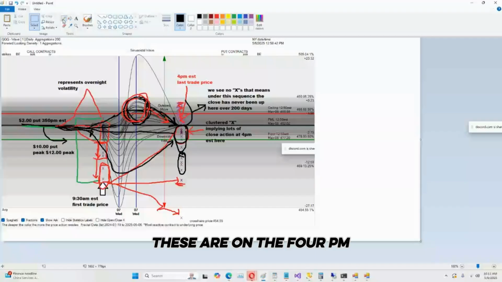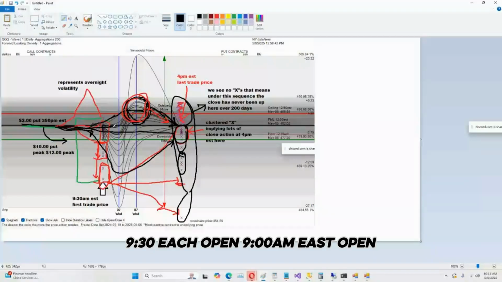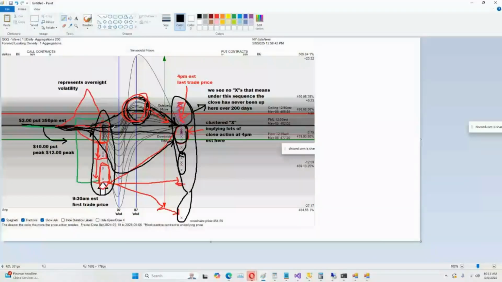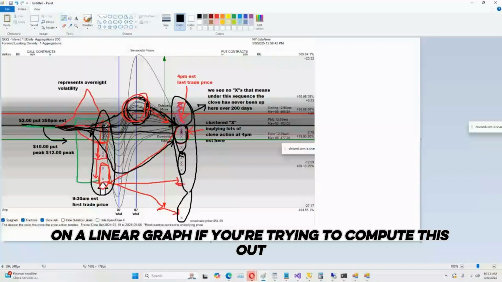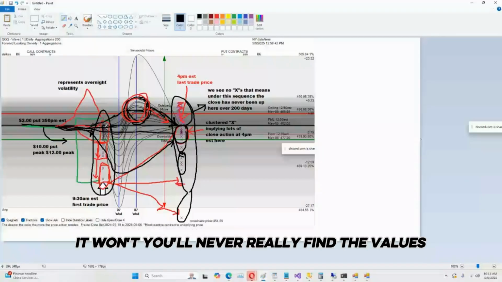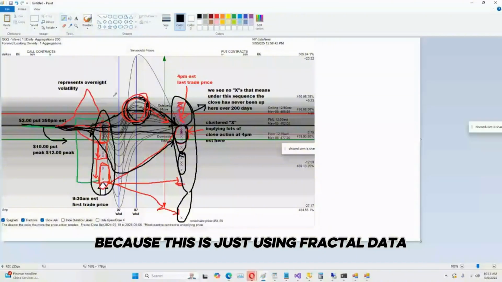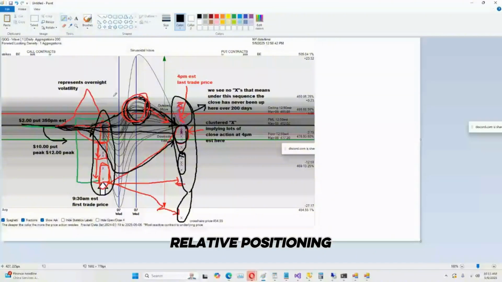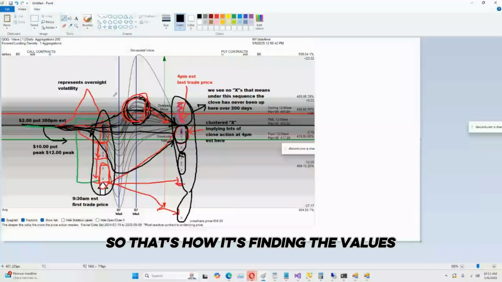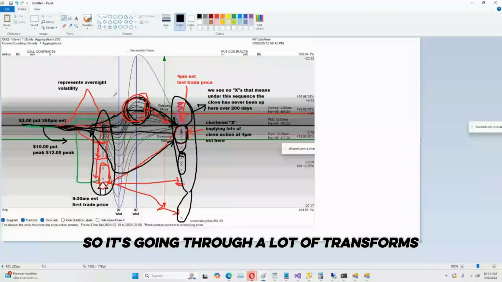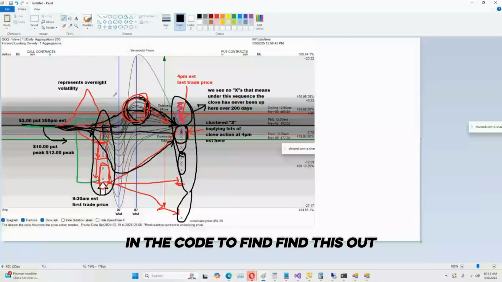These are on the 4 p.m. at close areas. And this is the 9:30 Eastern open areas that it's computed out. And again, on a linear graph, if you're trying to compute this out, it won't really find the values, because this is just using fractal data, relative positioning. So that's how it's finding the values. It's going through a lot of transforms in the code to find this out.